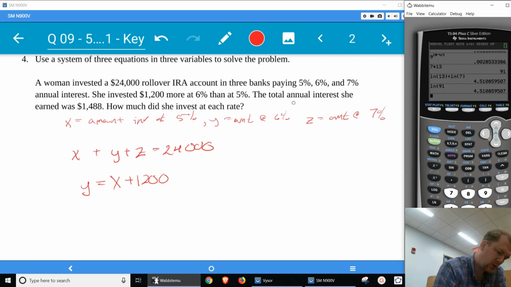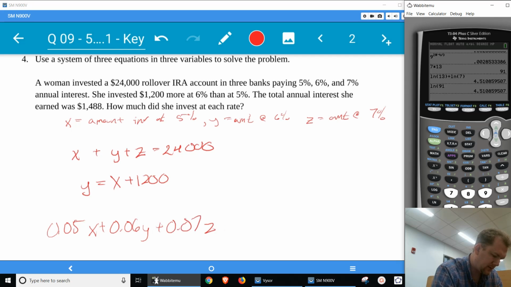And then the total amount of interest she earned was $1,488. That means that if you actually apply those percentages to them, you get your interest. So 5% of X plus 6% of the amount invested at Y, and that gives you your interest income. So those are our 3 equations. Right? We have this system here we have to solve.